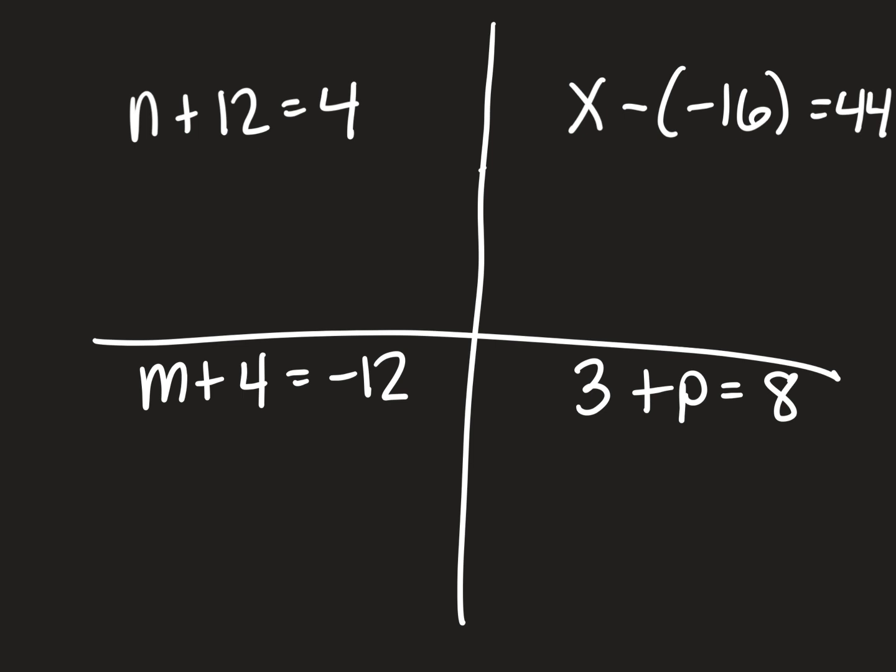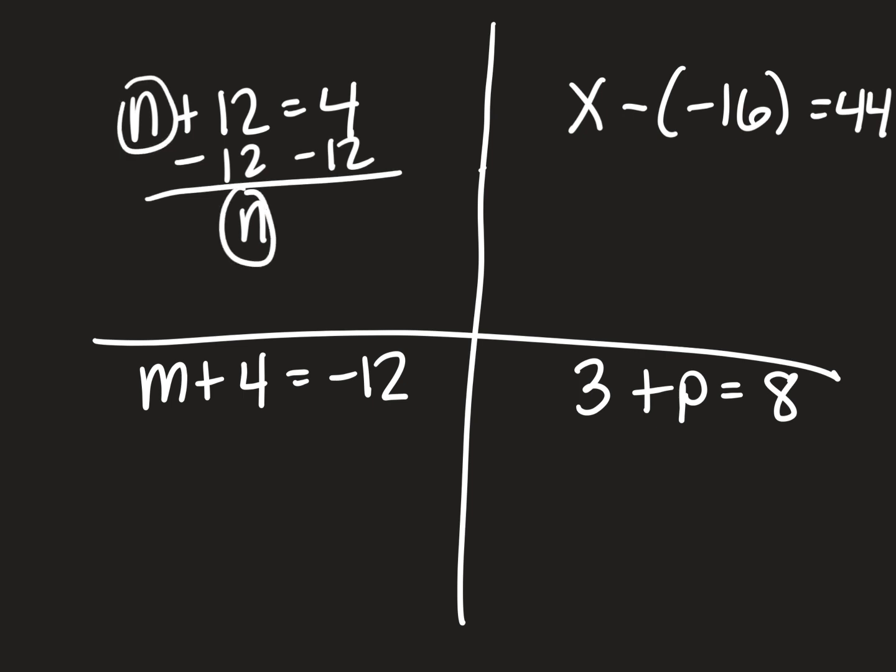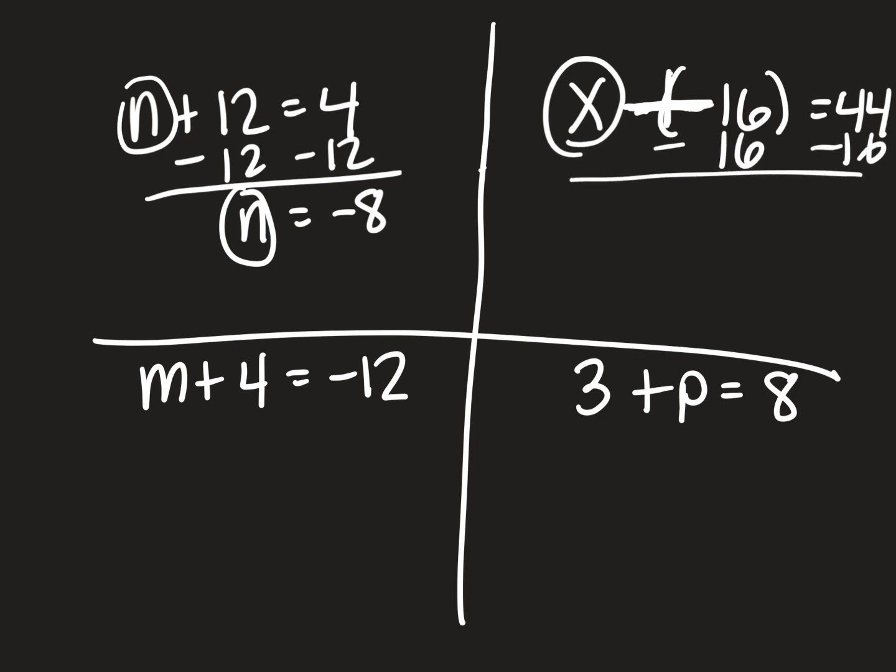Again, they can be done mentally, but it takes all of 2 seconds to write down the operation to show that it's minus 12 to isolate the variable n. In this case, 4 minus 12 is negative 8. This next one's kind of tricky because it's minus a negative 16, so that's actually x plus 16. And so in order to isolate the variable x, we're going to have to subtract 16 from both sides, and then we get x is equal to 28.